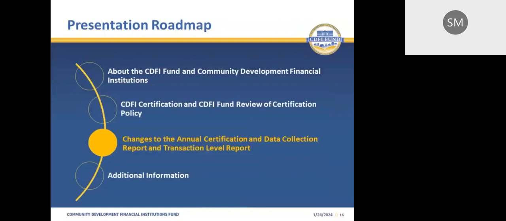We will now turn to the topic of changes to the ACR and TLR resulting from the revised certification application and certification policy.